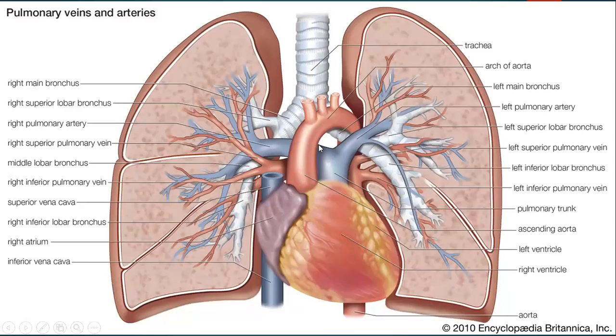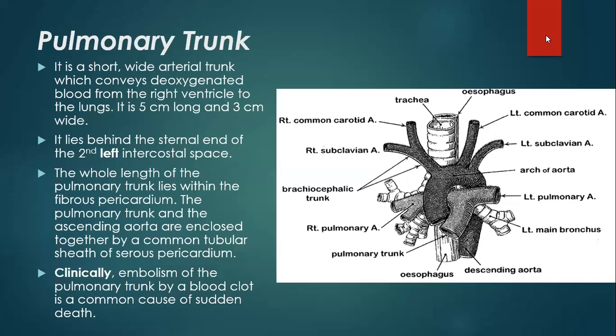It is shown in blue color because it is carrying the deoxygenated blood from all parts of the body, which has come through the superior and inferior vena cava to the right atrium and the right ventricle. That same blood is pumped into the lungs so that it can get oxygenated. So even though these are arteries, the pulmonary arteries carry deoxygenated blood. These are the only arteries which carry deoxygenated blood.